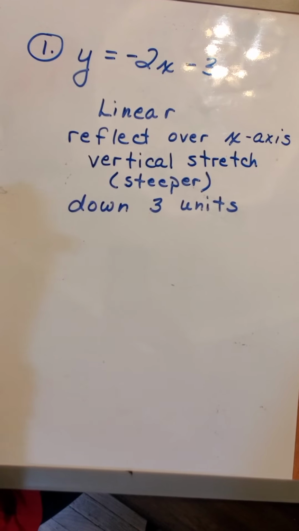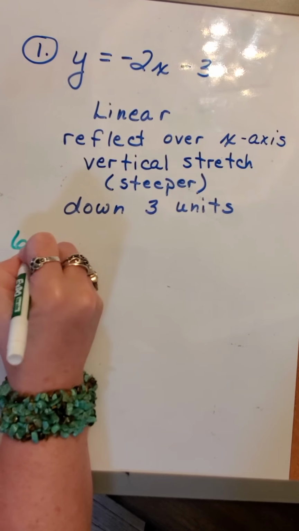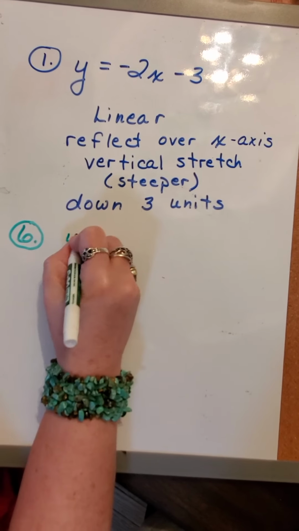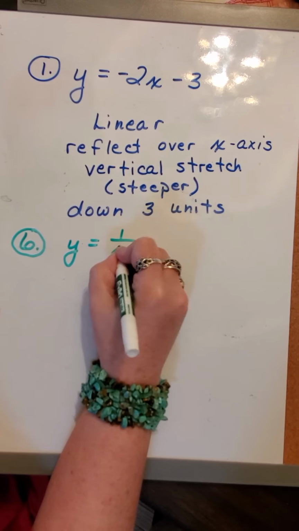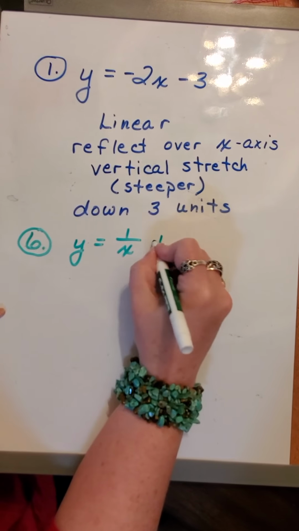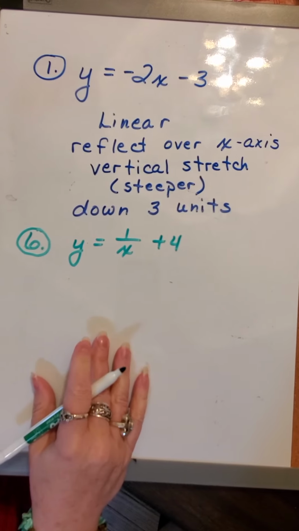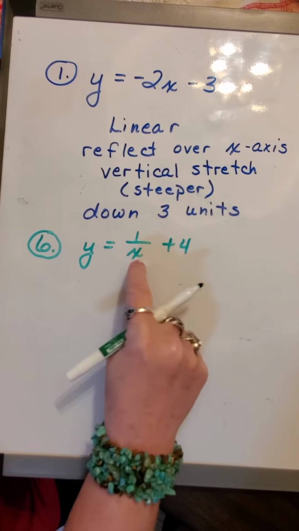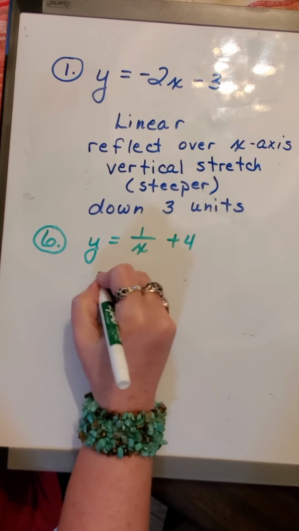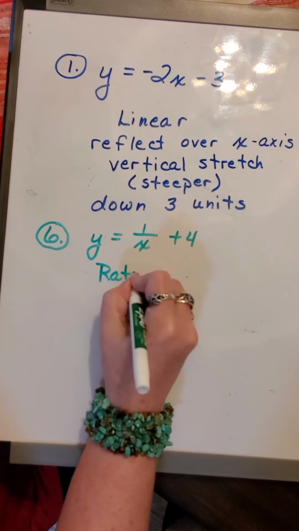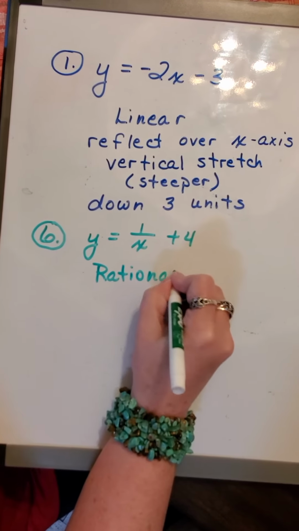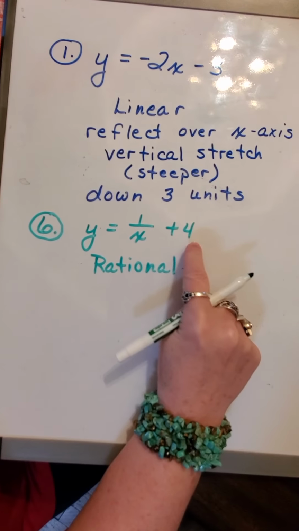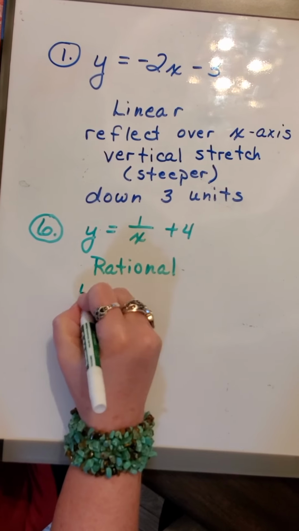Okay, I'm going to do number 6. Okay, the parent function here, we look at this part right here. That's 1 divided by x, so that is a rational function. And there's only one transformation that takes place here. It's going to move up 4 units.